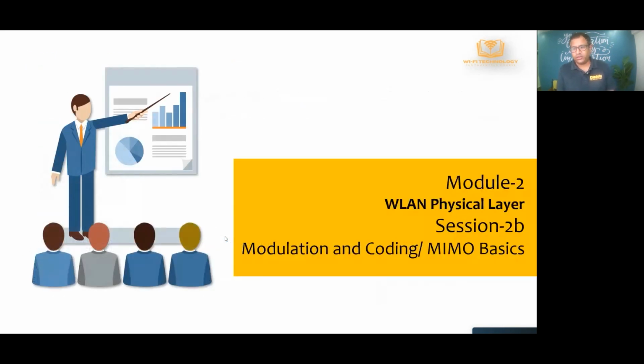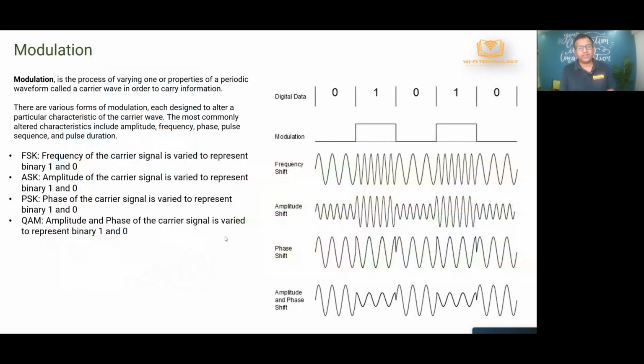Okay, right. So coming to today's topic, modulation, encoding, and MIMO basics. Let's talk about modulation a little bit. This is a slide from the last session. Just to recap, modulation is the process of varying one or more properties of a waveform to carry information. What are the properties? We said amplitude is a property, phase is a property, and frequency is a property. These are the properties of a periodic waveform, and by varying these properties, you can carry information.